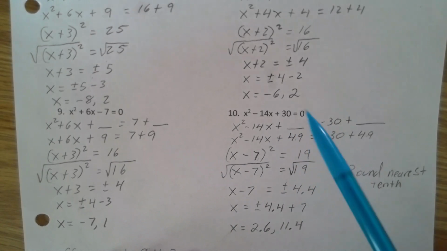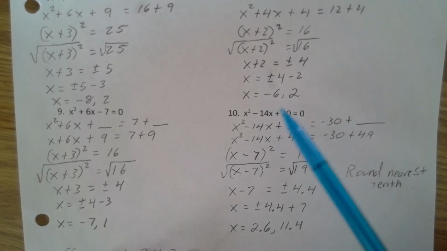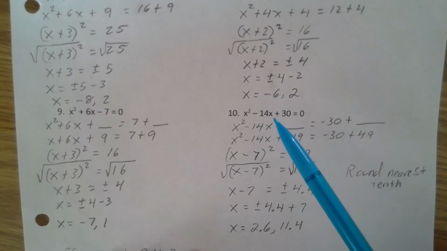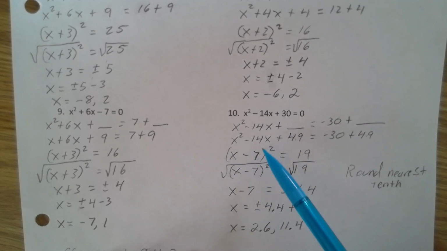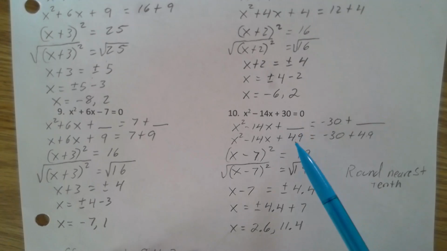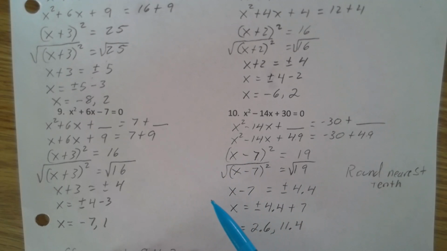Number 10. Again, get rid of this 30, get it on the other side. So when I do that, it's minus 30. And then half of 14 is a negative 7, right here, and squared is 49. So I'm going to add 49 to both sides. Adding 49 to both sides. Then over here I get 19. Then I do the square roots, and I get x minus 7 equals plus or minus 4.4, rounded to the nearest tenth if needed. So when I solve for x here, I have to add 7, so I get these two answers.